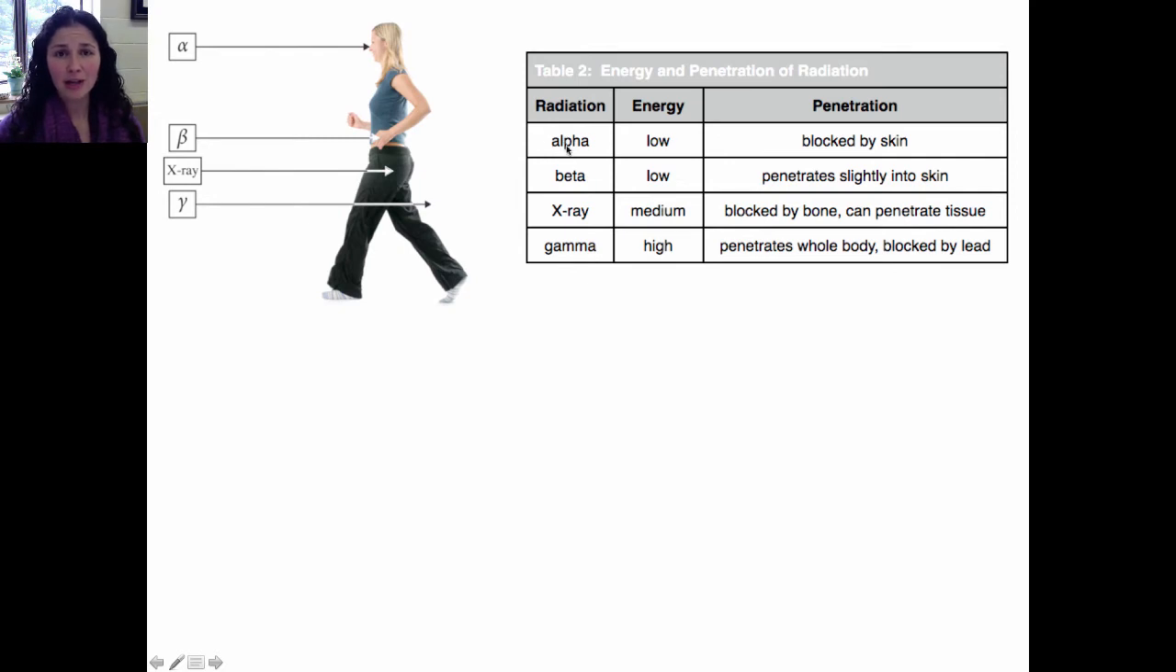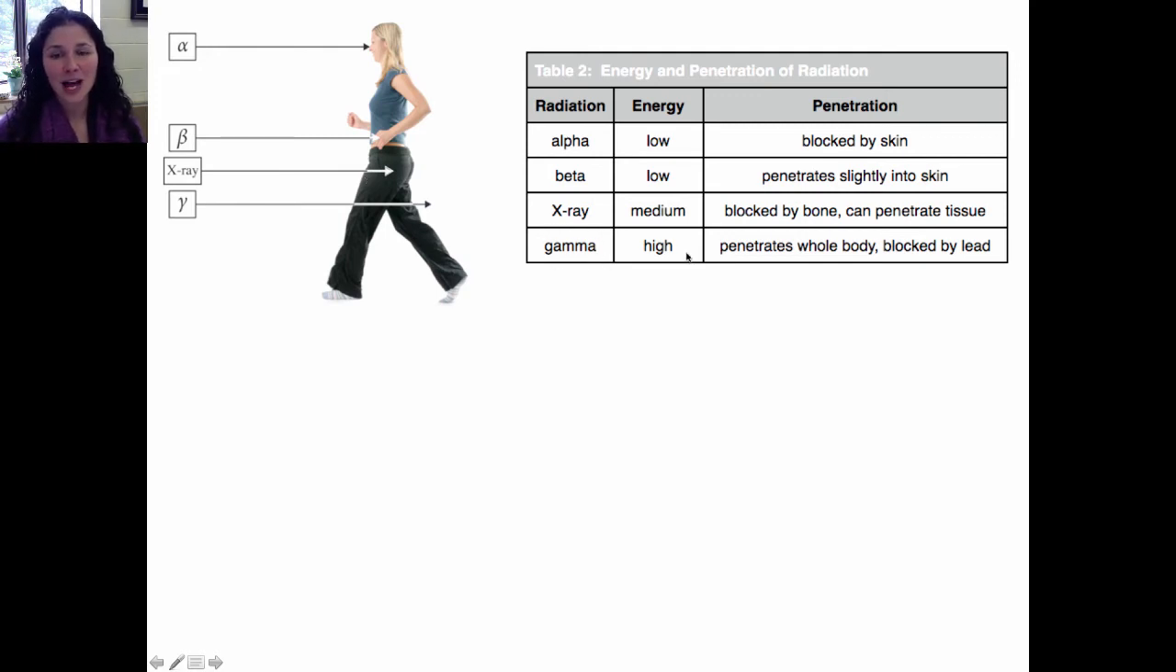Something like an alpha particle can be blocked by the skin, and so it doesn't go into your body at all. And that's represented by this figure, showing that the alpha particle stops at your skin. The beta particle penetrates just slightly into the skin, so it can penetrate slightly into your tissues, but not very far. So the beta particle goes through your skin and just penetrates your tissues barely. An X-ray, as you might know from your experience getting an X-ray taken yourself, is penetrating. It can go through the soft tissues in your body, and it's only blocked by the bones.